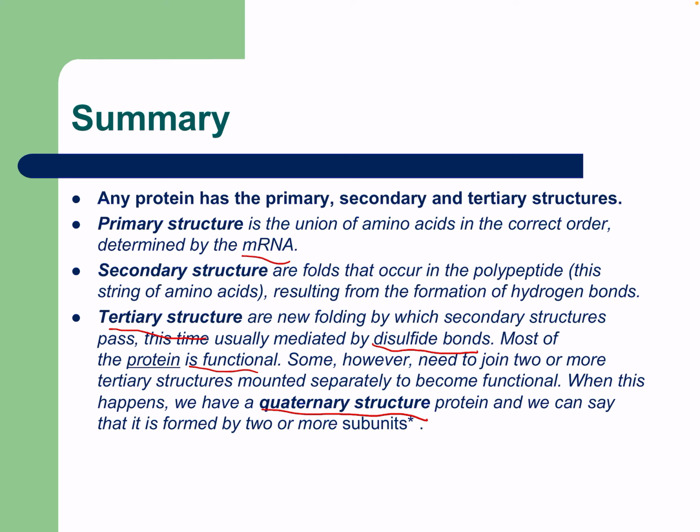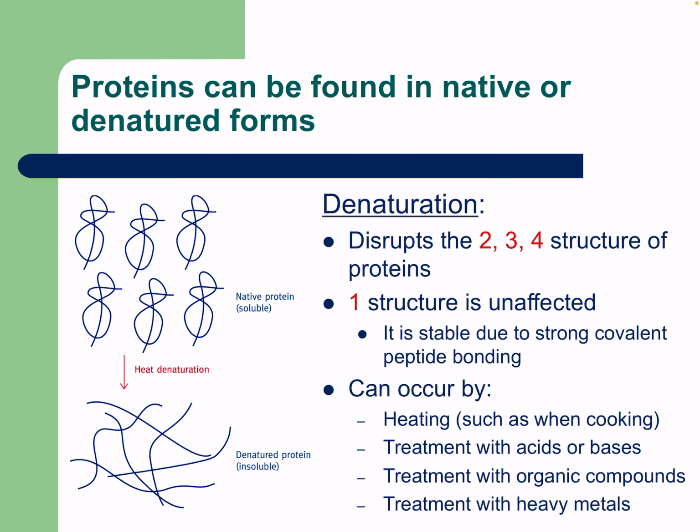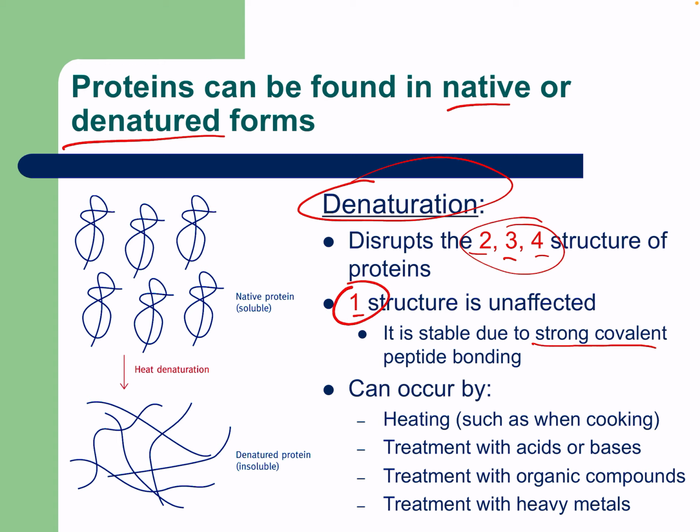In protein, we can say that it's formed by two or more subunits. So proteins can be native or denatured. Denaturation disrupts the secondary, tertiary, and quaternary structure of proteins, but the primary structure is unaffected. The primary structure is stable due to the strong covalent bonds, so we can't break the protein down past primary, into just amino acids, in normal situations.